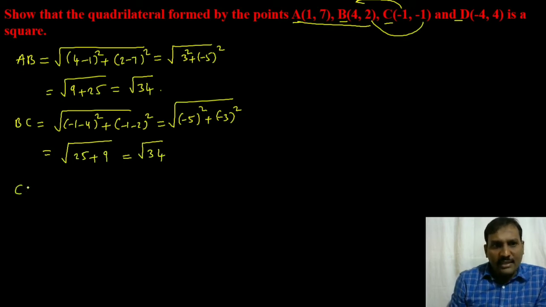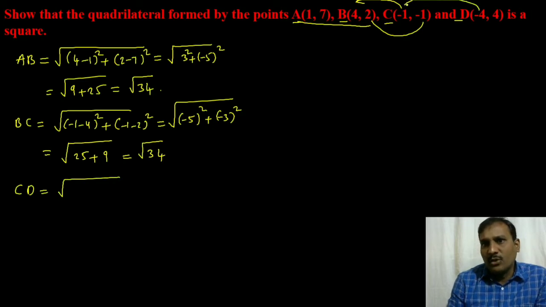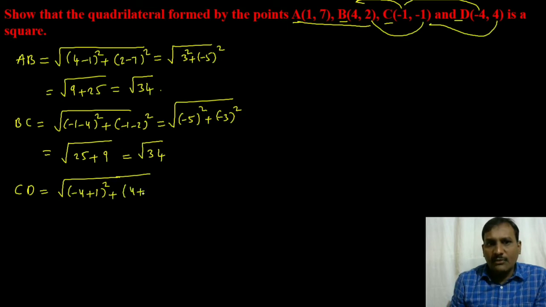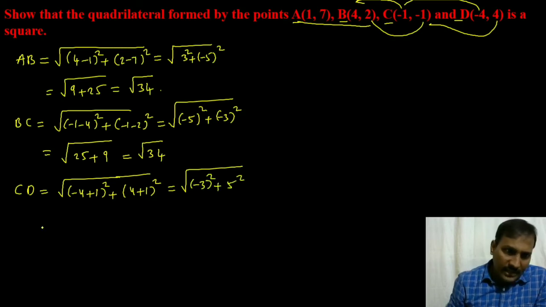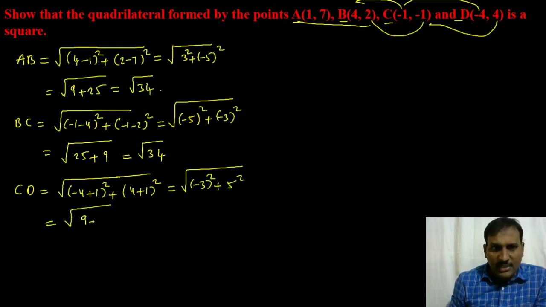Let us check CD. C and D. Minus 4 minus of minus 1, that is minus 4 plus 1 whole square, plus y2 minus y1, 4 minus of minus 1, that is 4 plus 1 whole square. So that is (minus 3) whole square plus 5 square. So again it is 9 plus 25, it is root 34. Next DA.